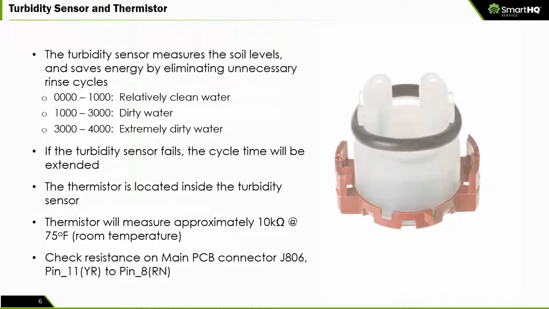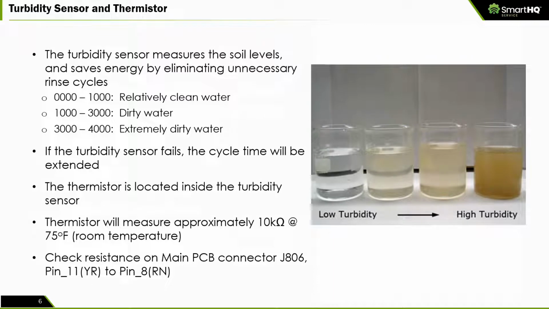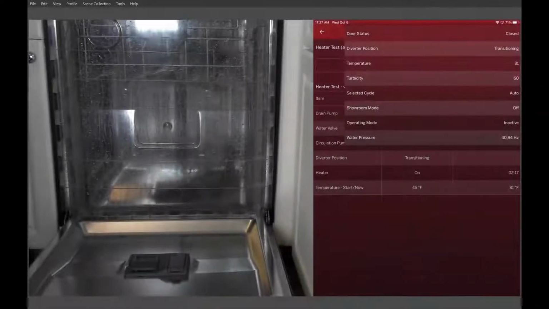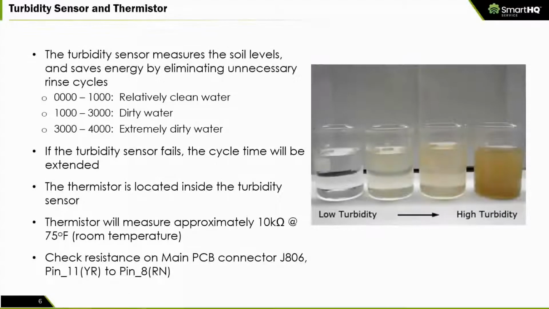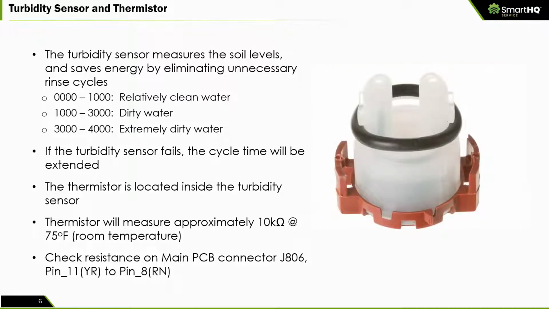So for example, if you have relatively clean water, such as the case that we have right now, if we go back here, this is completely clean water. There are no soiled dishes inside right now. You will have low turbidity. But as the water gets dirty, because there's, again, pasta sauce and grease on your dishes, the turbidity will be high, and that is precisely what that sensor is trying to detect.